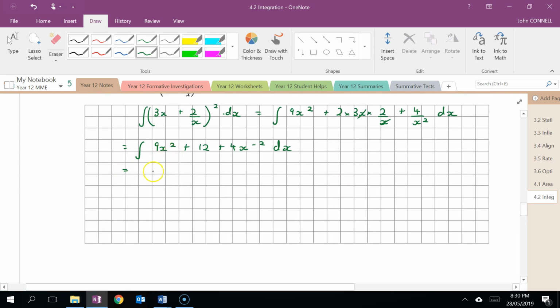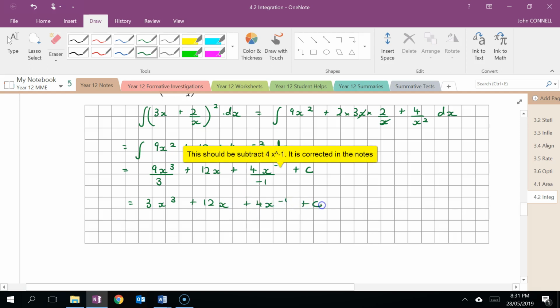So first thing I do, add 1 to this power, divide by the new power. I've got a constant, so it's going to be that constant times x. Here, it's 4x to the minus 2, so I'll be adding 1 to the power to give myself minus 1, and I divide by that new power, minus 1, and I add c to all of that. So this gives me 3x cubed plus 12x plus 4x to the minus 1, and all of that's going to be added to c.